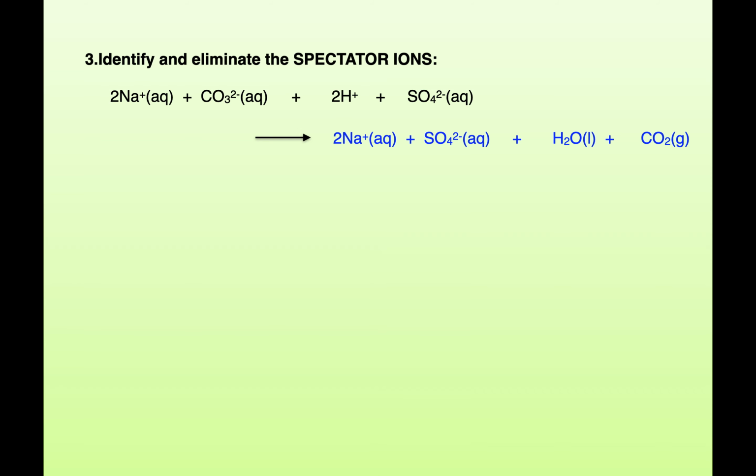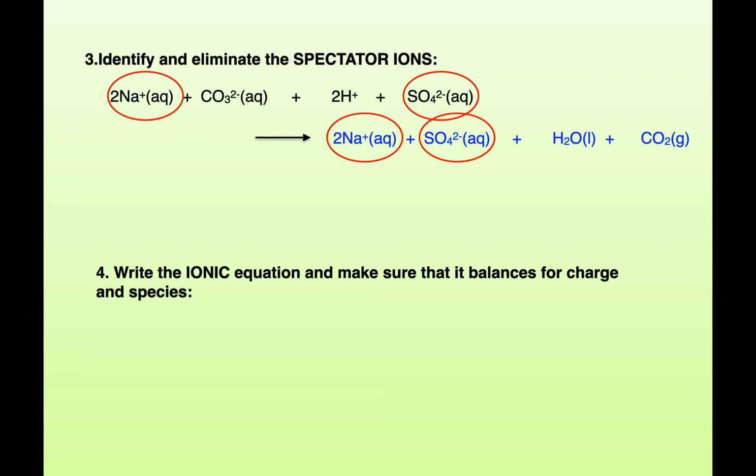We have to identify and eliminate the spectator ions. So we look at what we've got on both sides of the equation that hasn't changed. The sodium ions, if you look at them on both sides of the equation, they have not changed. So they're called spectator ions. The sulfate ions on both sides of the equation have not changed. Spectator ions. So what we do is we take those ions away, essentially cancel them, and we write what's left.